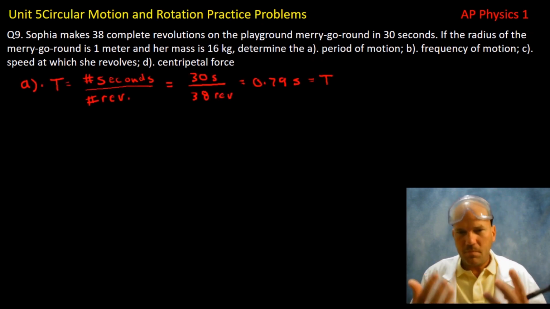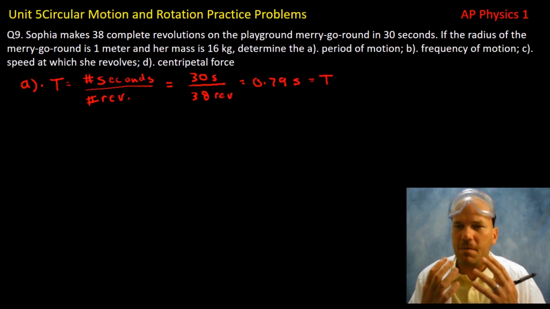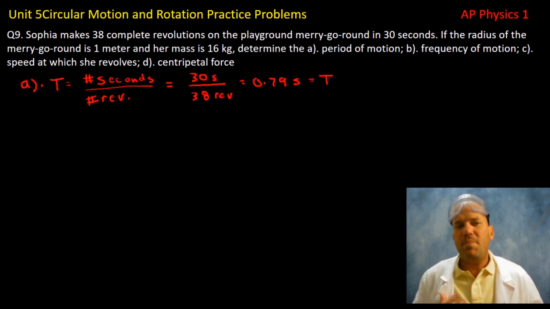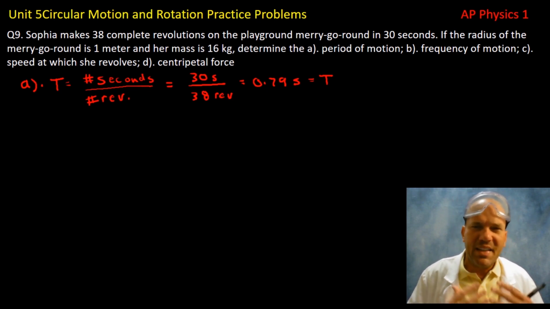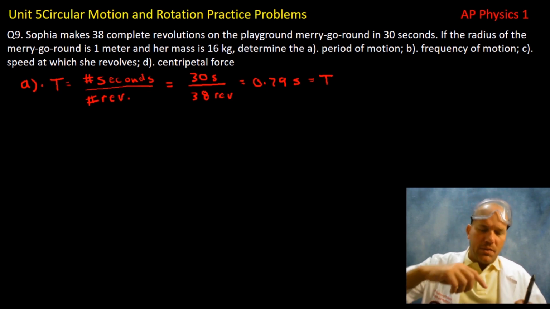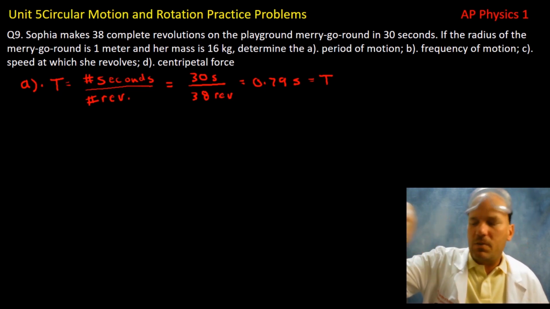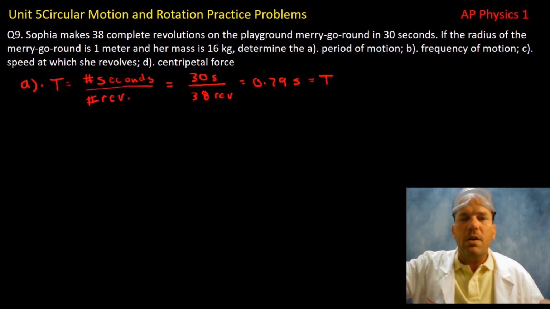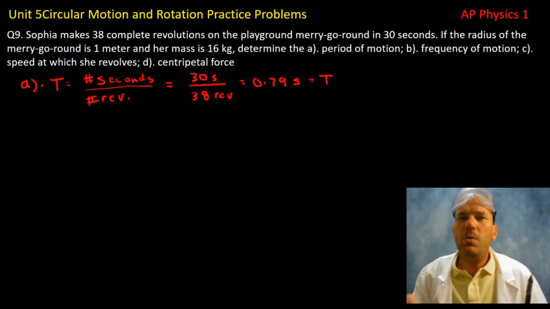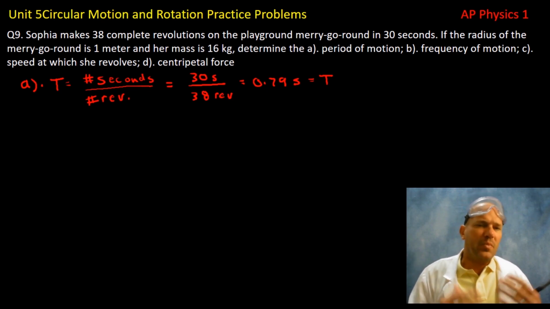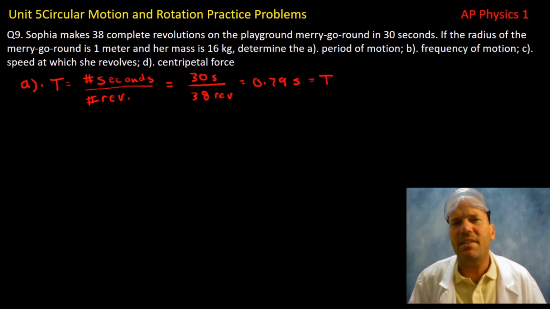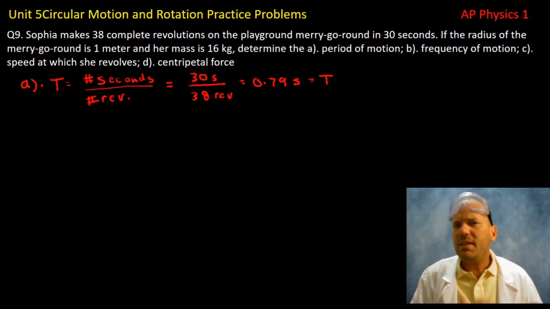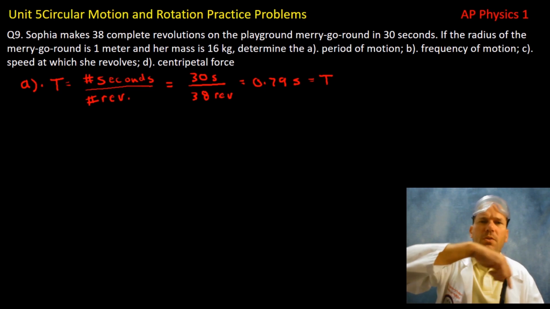Okay, so recall from your facts on the problem set that the period is the amount of time in seconds to complete one cycle. In this case, this would be one revolution, or the circumference of the circle, or 2 pi r. So we're told in this problem it takes her 30 seconds to complete 38 revolutions. Therefore, her period would be 0.79 seconds. That is the amount of time it takes Sophia to complete one revolution or cycle.